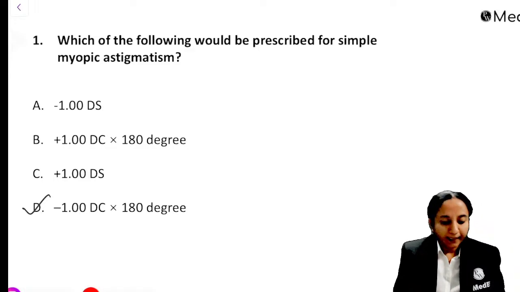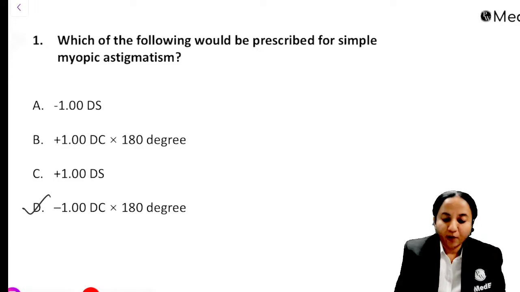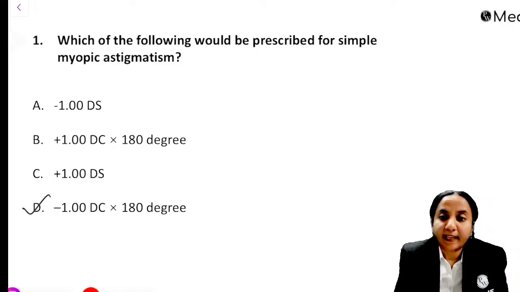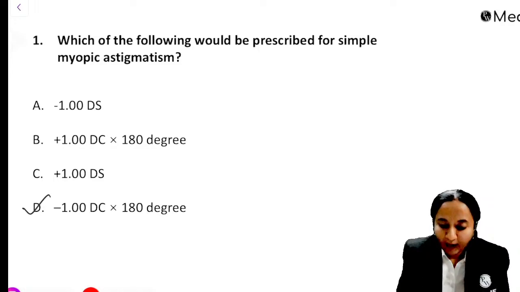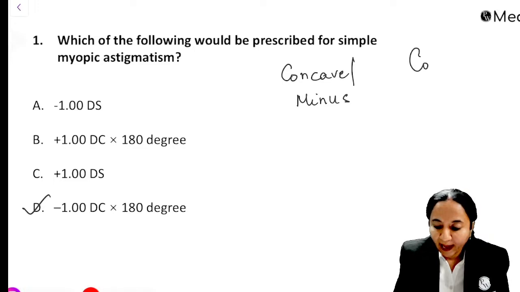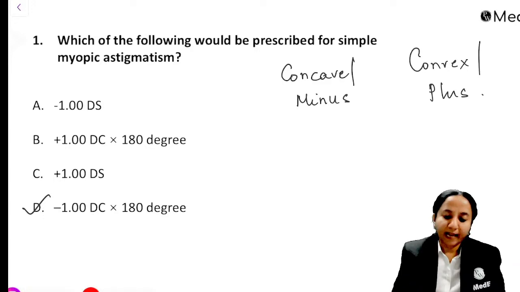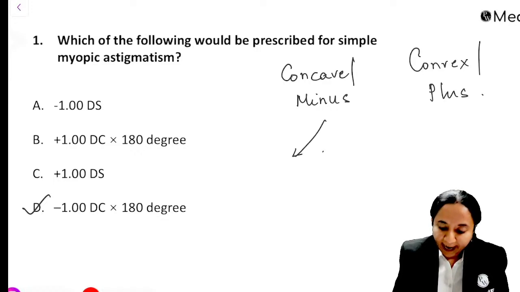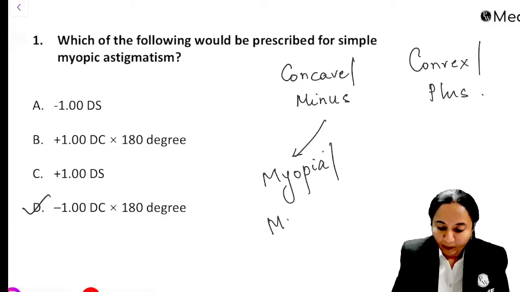Okay, so first we will try to look at how to answer these questions. In these questions, first of all, either you will have a concave lens. Concave means minus. Right? Or you can have a convex lens, that is plus. Now please remember, if you have a concave, that is a minus lens, then it is either some form of myopia or it is myopic astigmatism.